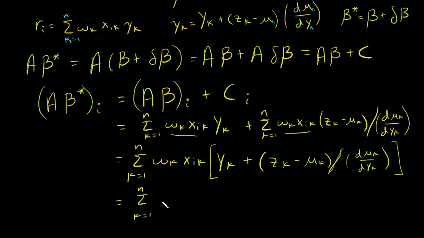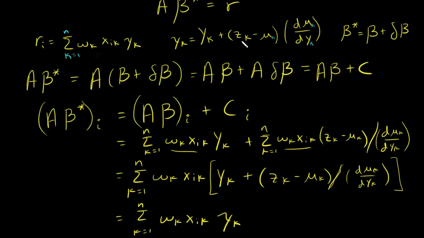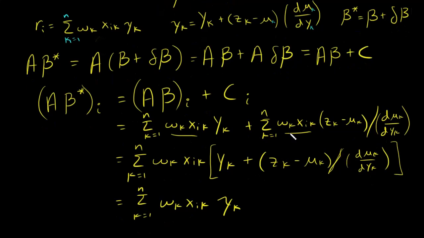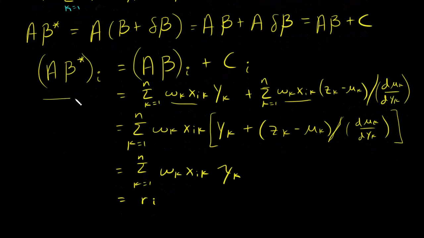All right, and then let's see, what do I have here? wk xik. This is this lowercase yk. They've written it that way, by definition that's what they've decided to use. Lowercase yk. You see, they're the same. And then we see that this is exactly what Ri is. So we've shown that A times beta star, the ith element of it, is the ith element of R.